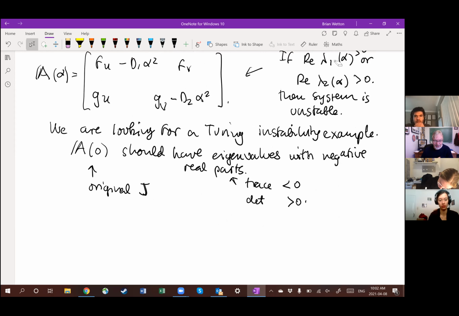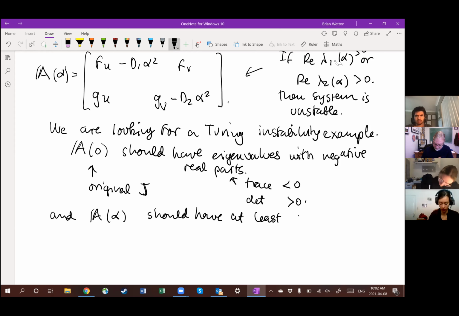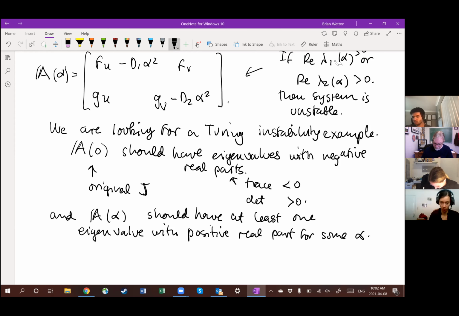And if we're looking for a Turing instability example, then I should be able to look at some other alphas. This should have at least one eigenvalue with positive real part, for some alpha. Okay, so let's just think about this. The trace has to be less than 0, right? And the determinant has to be bigger than 0.